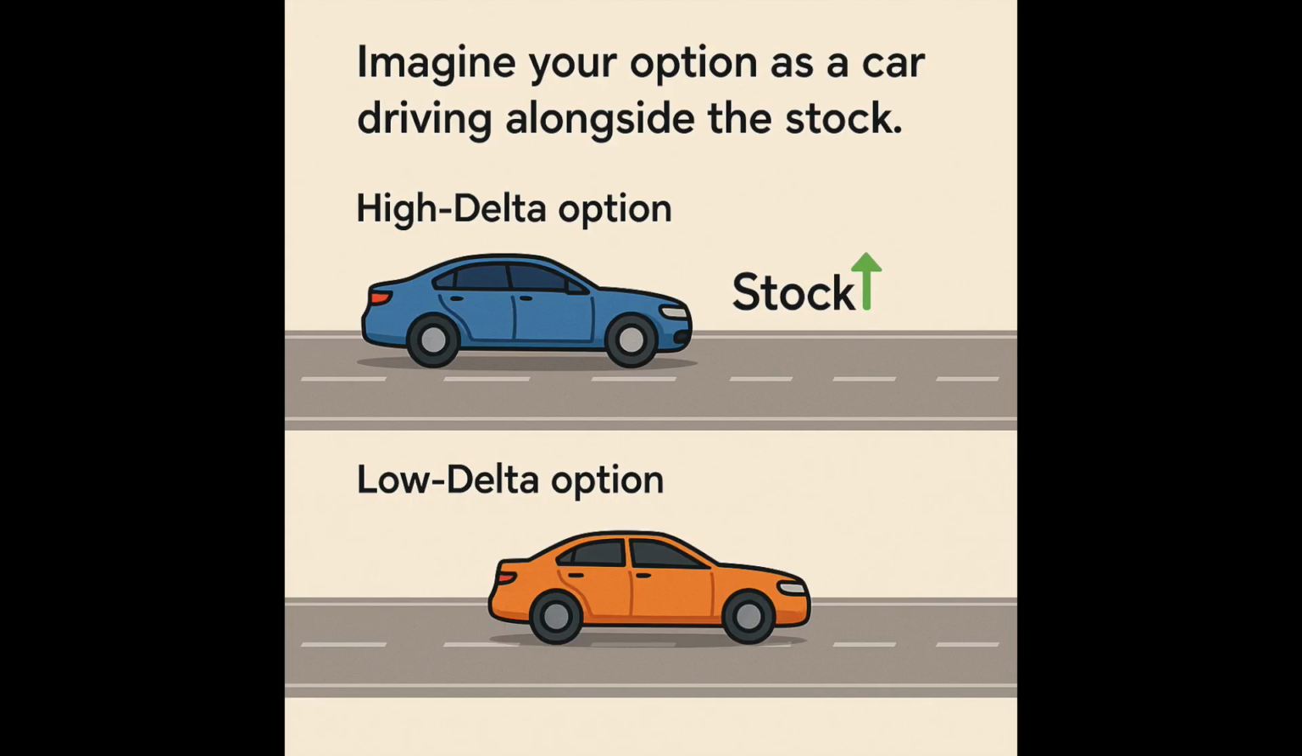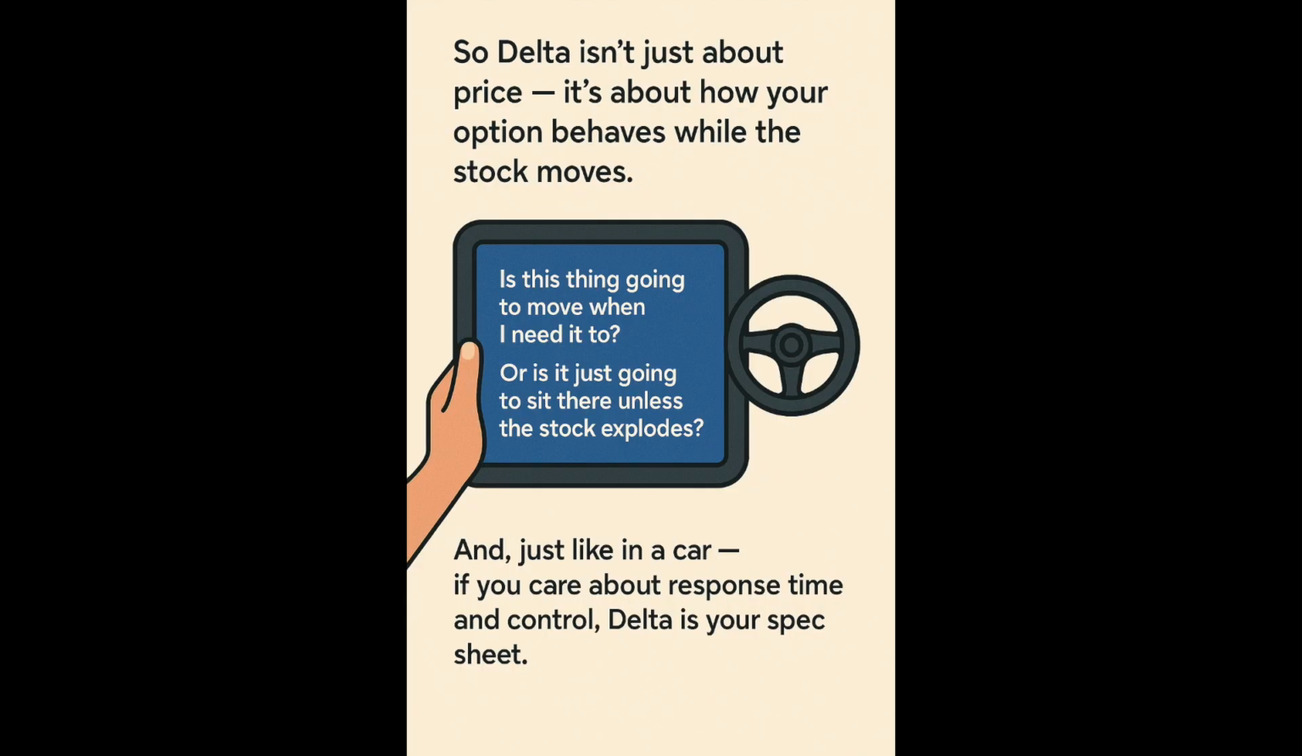Imagine your option as a car driving alongside the stock. The higher delta option is in the same lane, going almost at the same speed. A lower delta option is way behind in a slower lane trying to catch up, but only if the stock speeds up a lot. If you want an option that tracks closely with the stock price, like a reliable co-driver, you go with the higher delta options. So delta isn't just about the price, it's about how your option behaves while the stock moves. It tells you, is this thing going to move when I need it to?